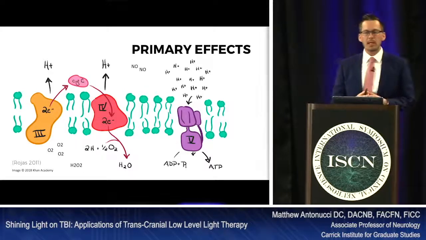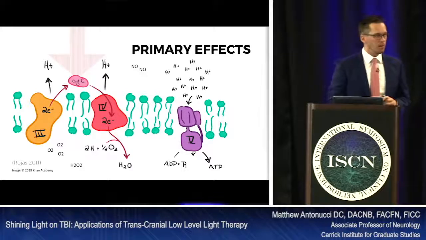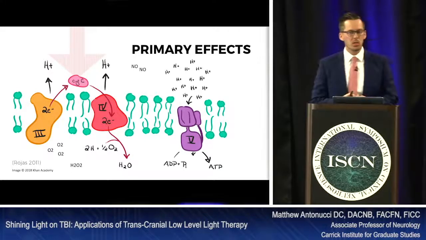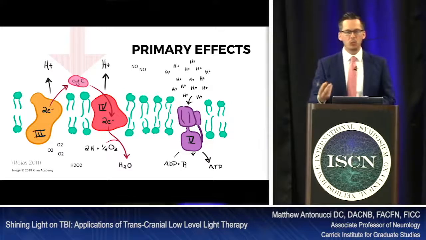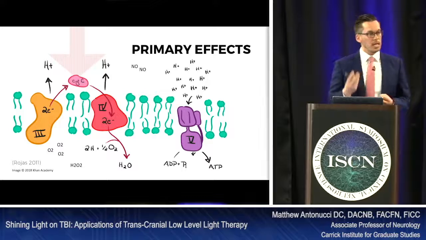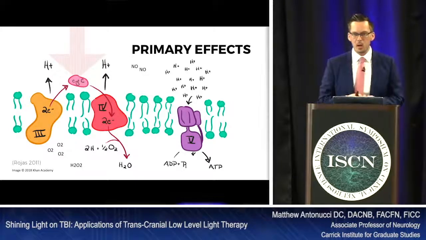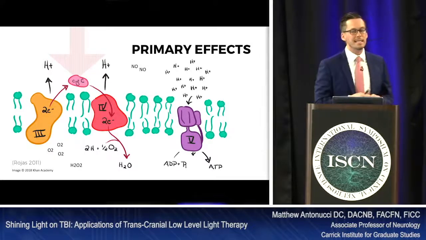So when we start really getting into this electron transport chain, there is a target of photobiomodulation, and this is cytochrome C oxidase. So cytochrome C oxidase, when we start looking at the electron transport chain, has a really, really important role in mitochondrial function. It's the last stage in reduction in the mitochondrial electron transport chain before we can produce ATP.